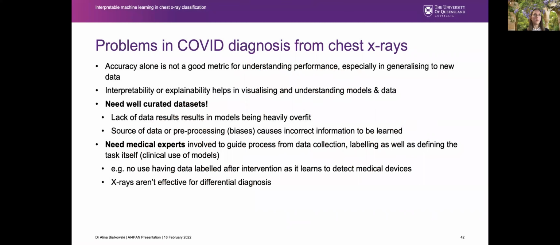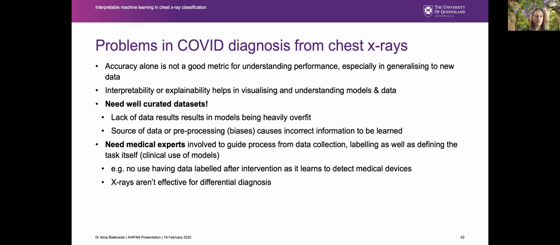So to summarize some of the problems in COVID diagnosis from chest X-rays, what we typically use for comparing models, so accuracy or perhaps even sensitivity curves, so precision recall, that alone is not a good metric for understanding performance, particularly in generalizing to new data. And by using these kinds of interpretability or explainability techniques, it helps us to visualize and understand both the model as well as the data that was used to train the model.